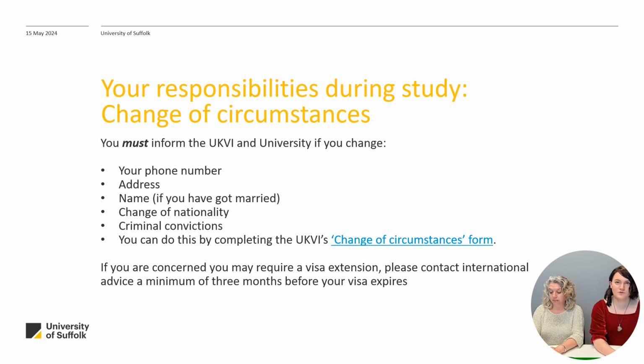Some changes will not affect your visa, such as your phone number, your address, and your name, whereas something like a change of nationality or any criminal convictions may affect your status. Some changes, such as a name change, would require that you apply for a new BRP and submit this to the university once it's received.